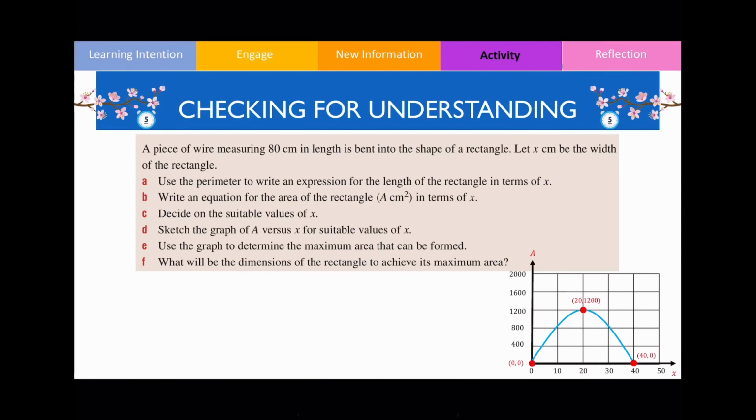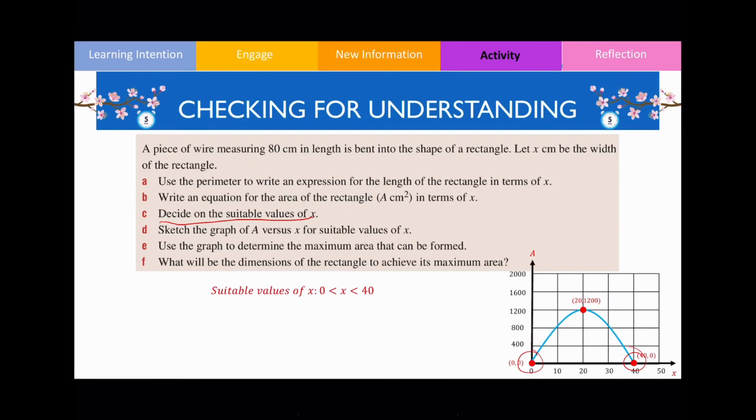We can therefore go back to answer part C. So in this case, it's asking to decide on all suitable values of x or all suitable values for the width. And again, that's when your width does not give you an area that equals 0. Okay, so in this case over here, your answer is going to be any number between 0 and 40, but 0 and 40 are not included.